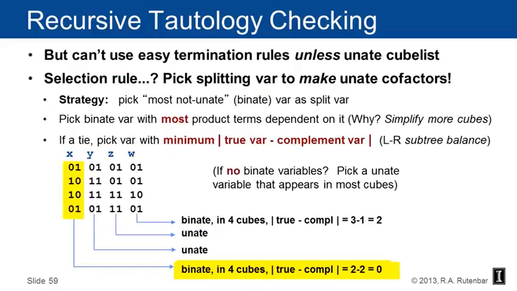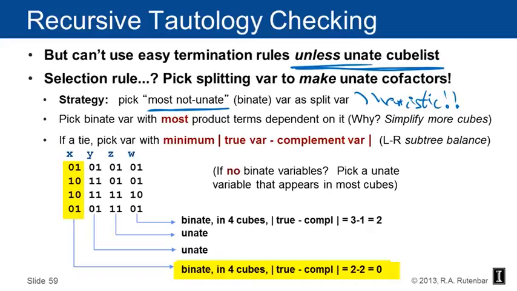Now, I've got one more mechanical step that we need to figure out, and it's that I can't use the nice termination rules unless I have a unate cube list. So when I pick variables to split on, maybe I should try to pick the splitting variables to force the cofactors to be unate. So the big idea is to pick the most not unate variable as the variable to split on, the variable to cofactor on. So you try to pick the most binate variable. And this is a heuristic, right? No guarantees. Heuristic, exclamation point, exclamation point. This works pretty good, but I can't guarantee it.